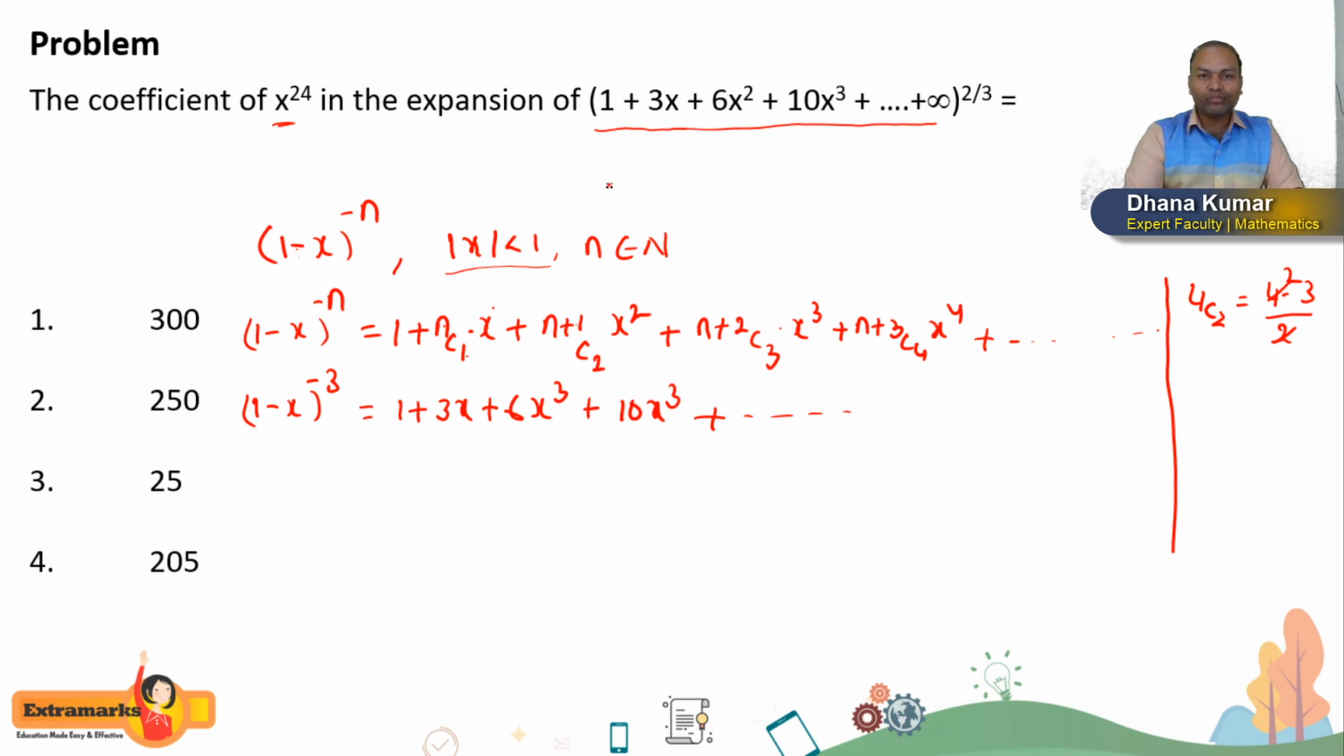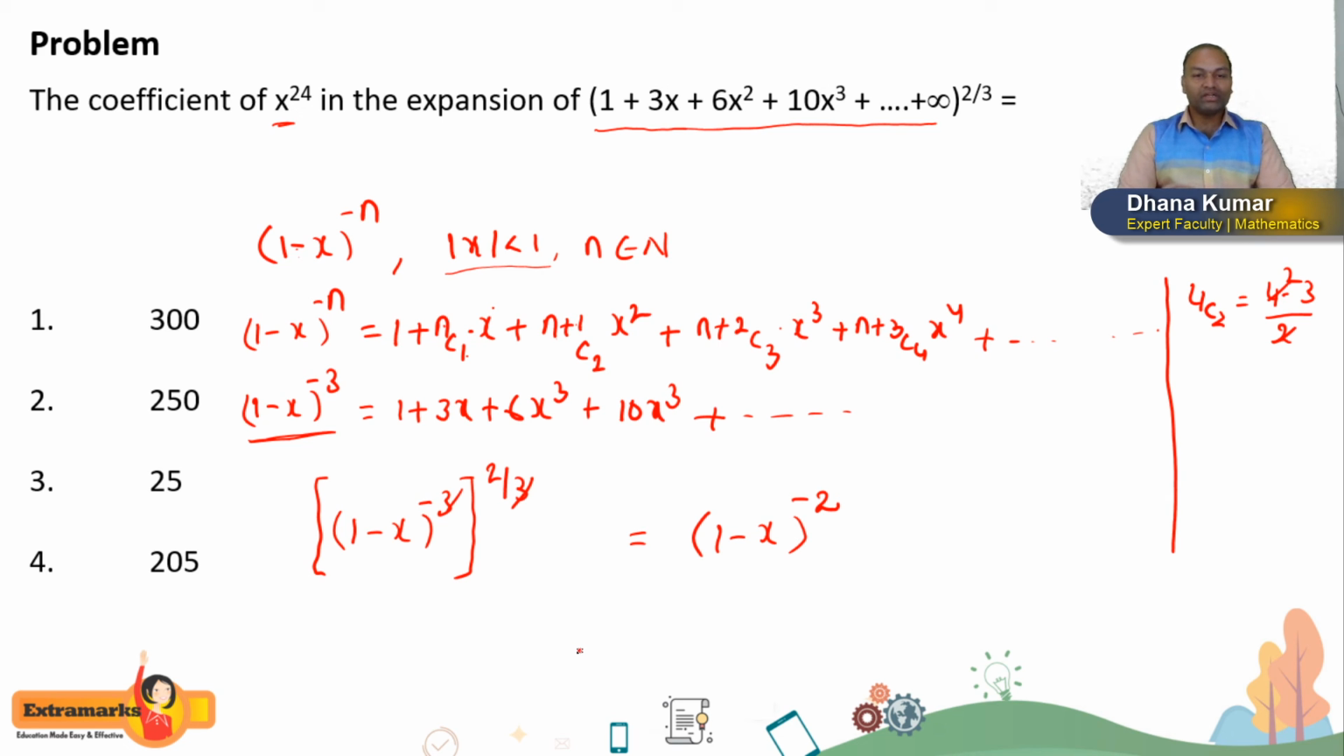So in the given problem, in place of the base I am writing this left hand side part. So the question reduces to this: (1 minus x) power minus 3, whole power 2 by 3. So that is equal to what? On simplification the 3 cancels, so that is equal to (1 minus x) whole power minus 2. Okay, right. Now it is easy. The actual question: calculate the coefficient of x power 24. Right. See the next slide.